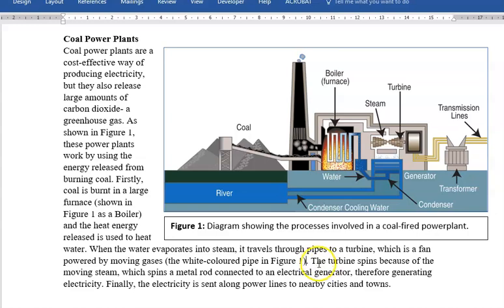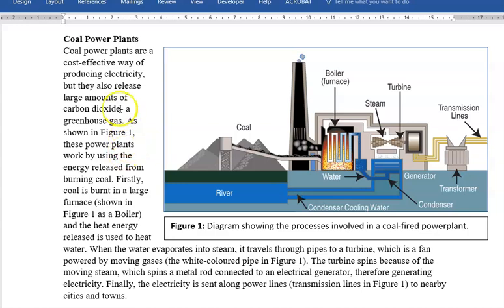And then we've got the turbine spins because of the moving steam. So I think we've referred to it enough. We've talked about it 3 times there. The only thing is the diagram, it calls the power lines transmission lines. So we should say, finally, the electricity is sent along power lines, transmission lines in figure 1, to nearby cities and towns.